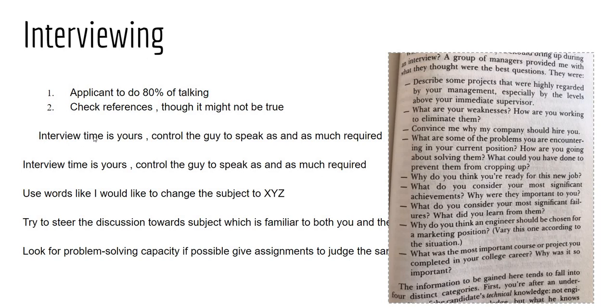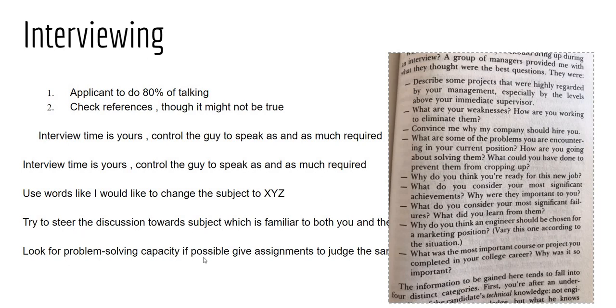Then he also says that the interview time is yours. Control the guy to speak as much as required, and you can also steer the direction of the interview as you deem fit. If there's a garrulous person or someone who is nervous, he would end up talking a bit too much. So you take control and ensure that you steer it the way you want. Use words like "I would like to change the subject to XYZ." Try to steer the discussion, as I already said.